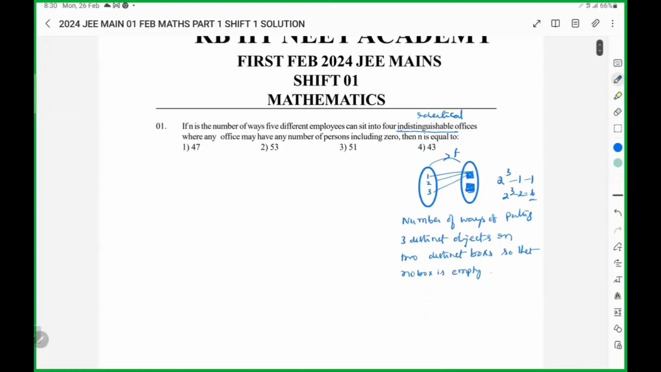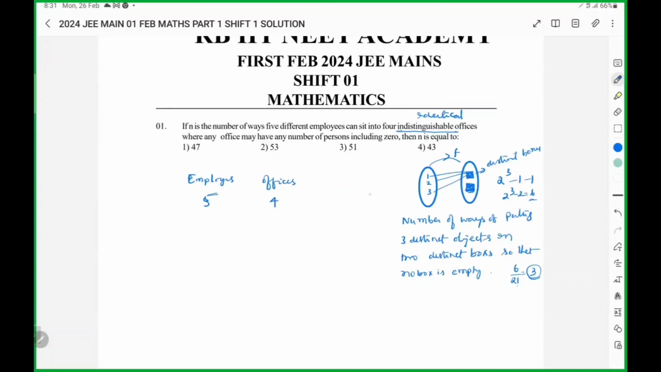So if these are distinct boxes, 6. If they are identical boxes, 6 by 2 factorial, that is 3 possible ways. The same logic I am using here to answer this question. So objects here, employees, 5, offices 4.